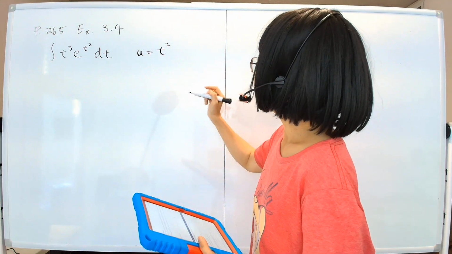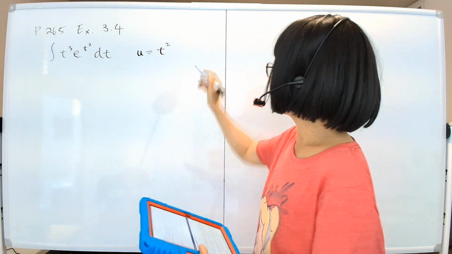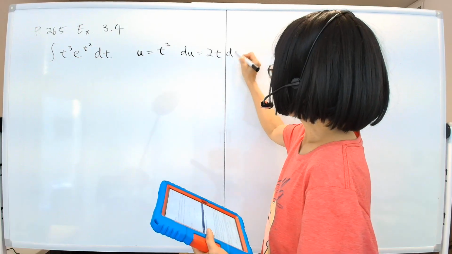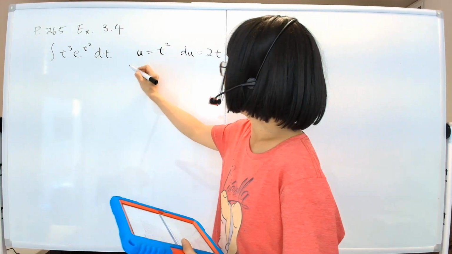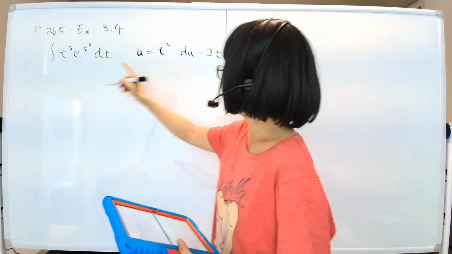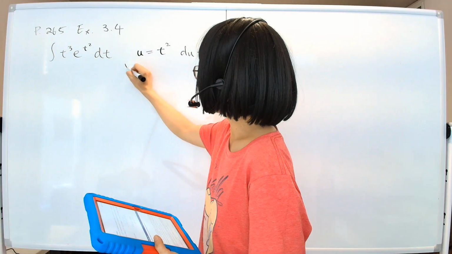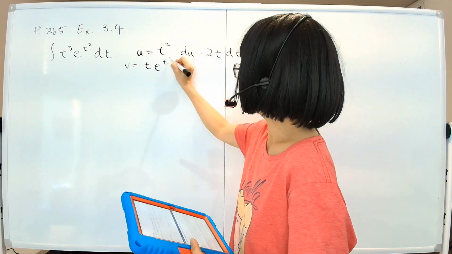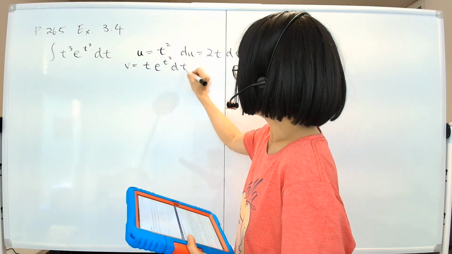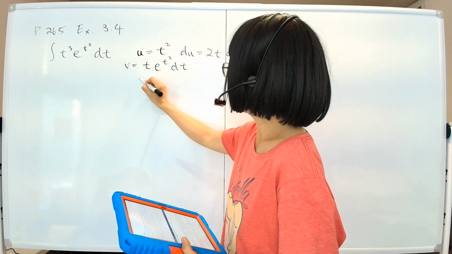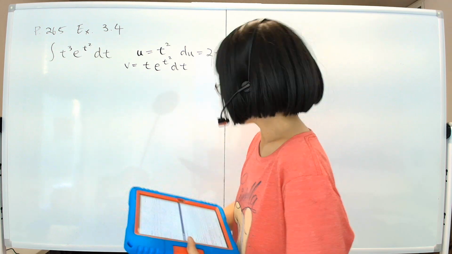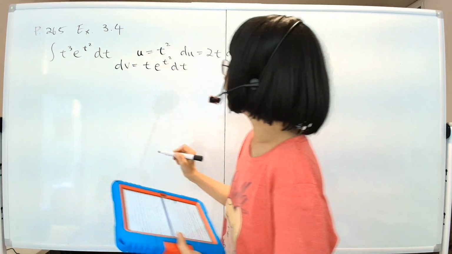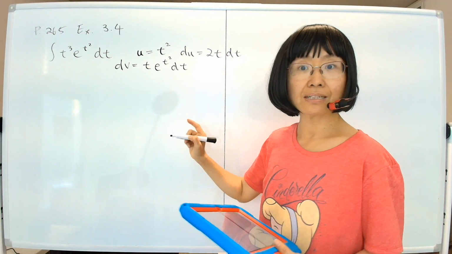So if we let u equal t squared, then du is equal to 2t dt. On the other hand, we'll let v equal the rest of it. So v has to be equal to what's left, which is t, there's one t left, e to the power t squared dt. Sorry, it's dv. Let me write down the d here. Okay, dv is that. Now we need to do the integration.